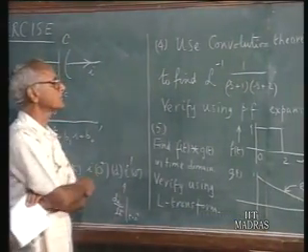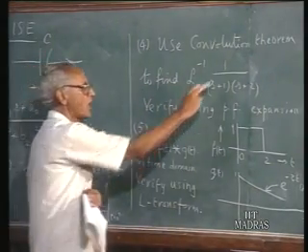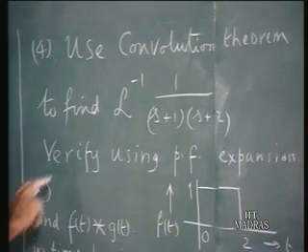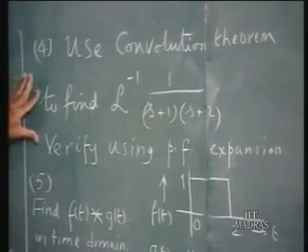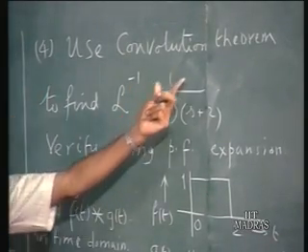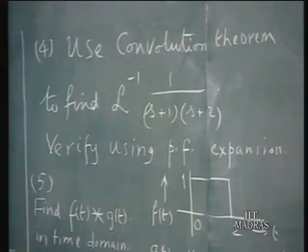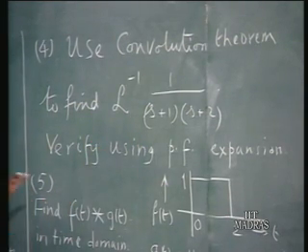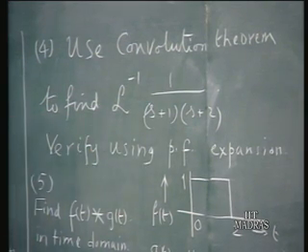Question number 4, use the convolution theorem to find the inverse Laplace transform of 1 over (s plus 1) times (s plus 2). Verify using partial fraction expansion. So this Laplace transform can be thought of as the product of 1 over s plus 1 times 1 over s plus 2. You can find the time functions corresponding to these two factors, and since it is the product that is involved in the transform domain, in the time domain it is a convolution. So it is a convolution of the time functions corresponding to 1 over s plus 1 and 1 over s plus 2. Find the corresponding time function.